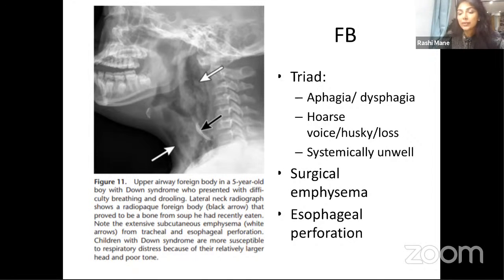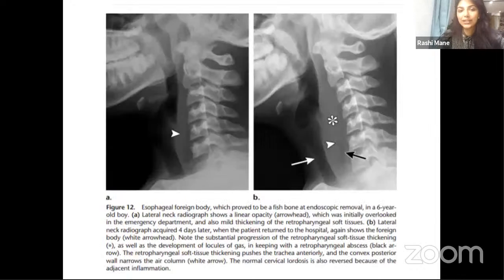Make sure, because that will test the severity. Are they dysphagic, aka they can't swallow? Has their voice shown any changes, loss, or is it hoarse? And lastly, are they systemically unwell? This is the last one.